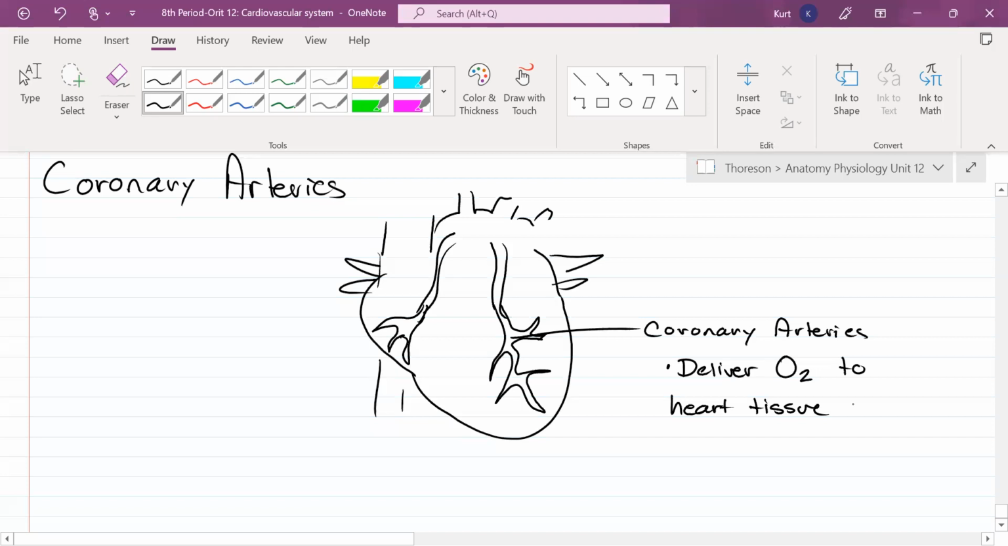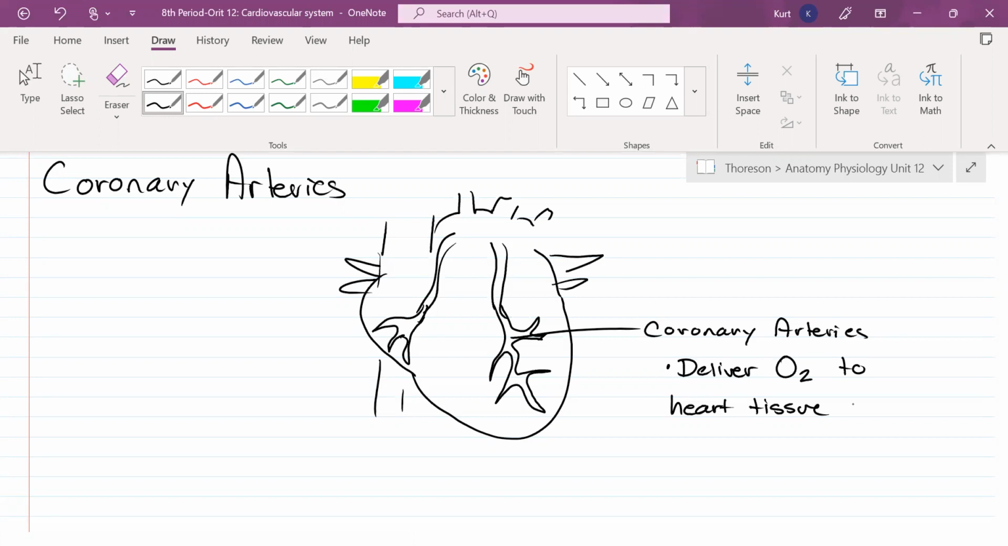So what happens if a coronary artery is blocked for some reason? Will your heart tissue receive oxygen? And what will happen to that heart tissue if it's not receiving oxygen? It will begin to die. It will become necrotic. That's exactly what a heart attack is. A heart attack is where your heart tissue is not getting oxygen.